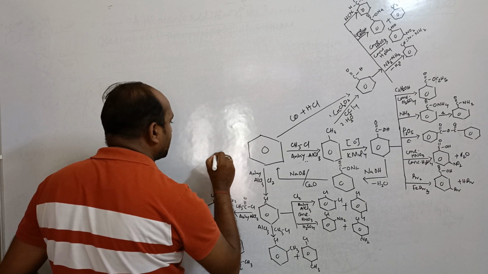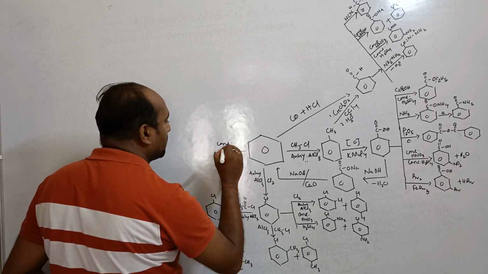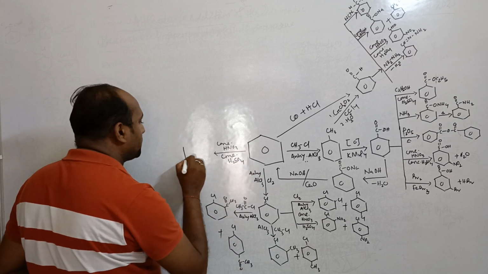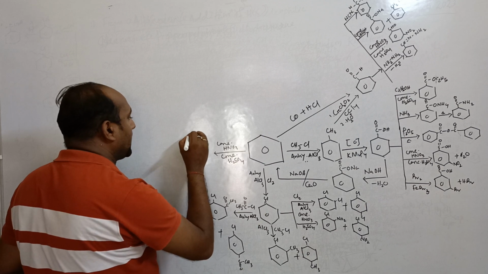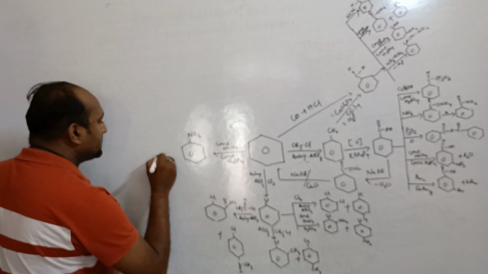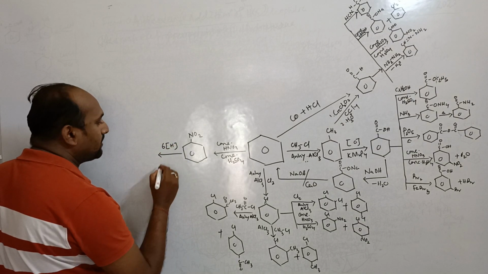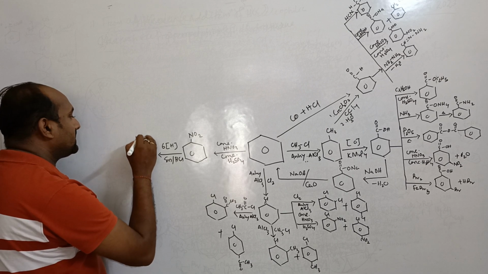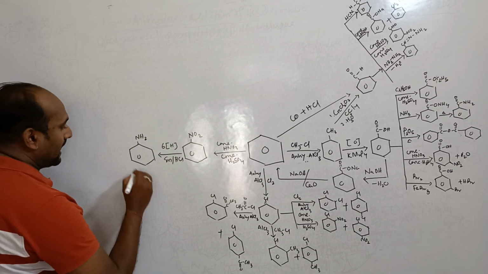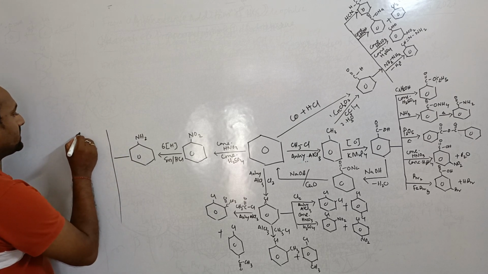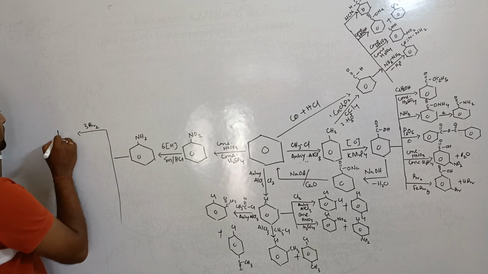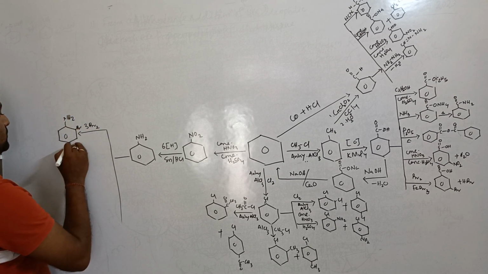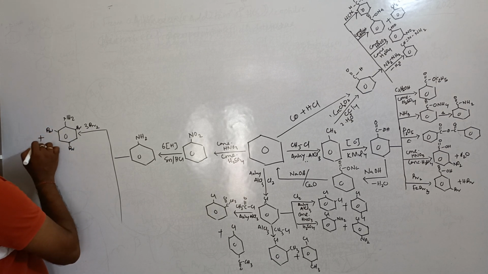Again, benzene undergoes nitration, addition of nitric acid in presence of concentrated H2SO4 to form nitrobenzene. Okay, again nitrobenzene undergoes reduction in presence of stannous chloride and HCl to form aniline. Okay, again aniline is treated with bromine to form 2,4,6-tribromoaniline plus 3 HBr.